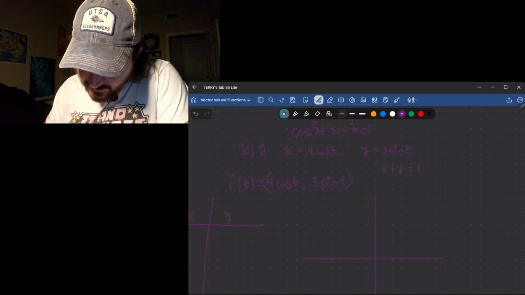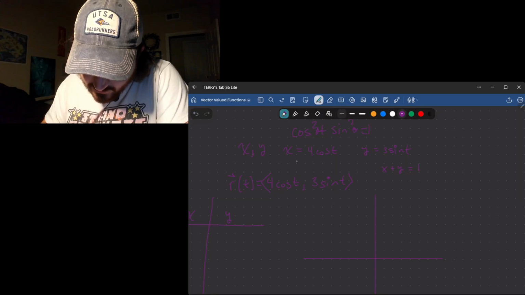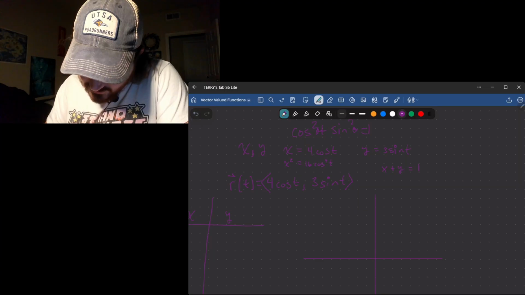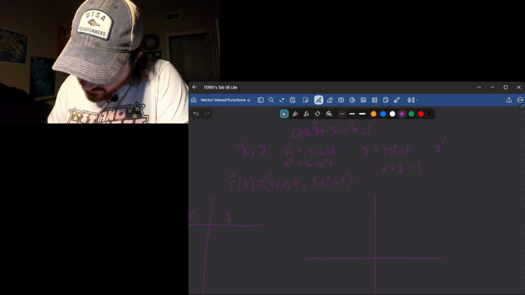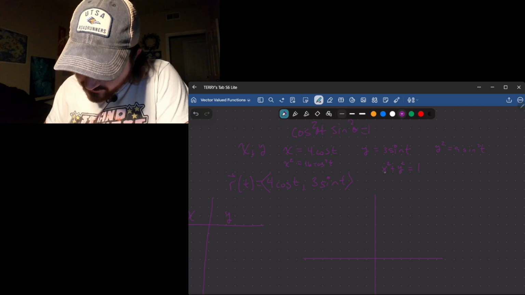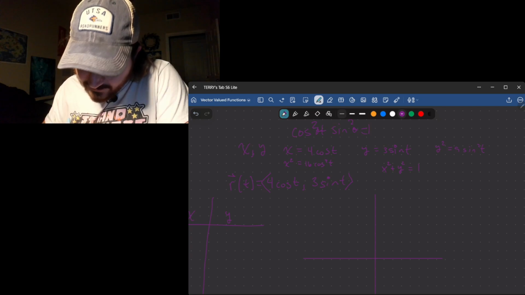Well, all we have to do to match this form and this form is just square everything. So let's get x squared equals 16 cosine squared t, and then I kind of ran out of space, so I'll do y squared over here, so we get 9 sine squared of t, right? And so now we should have everything we want to plug into here. All we have to do is square these guys, right?